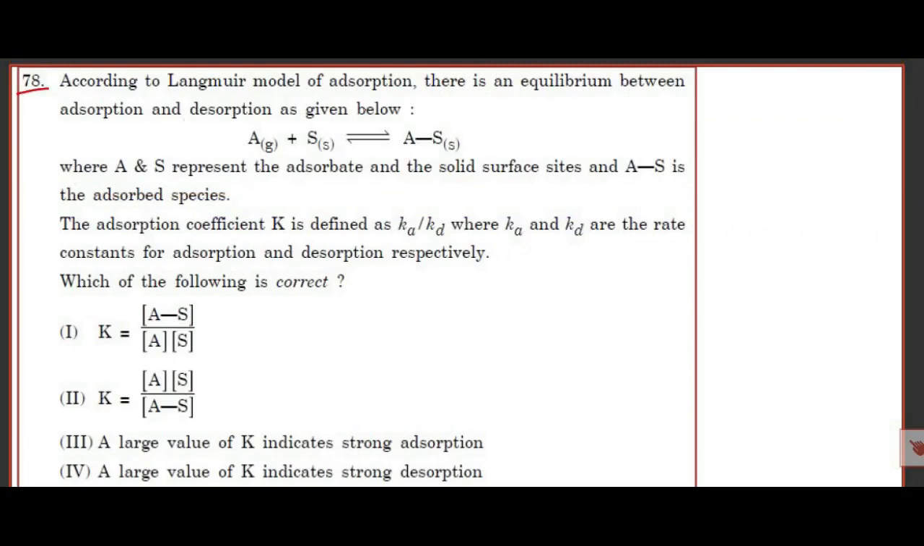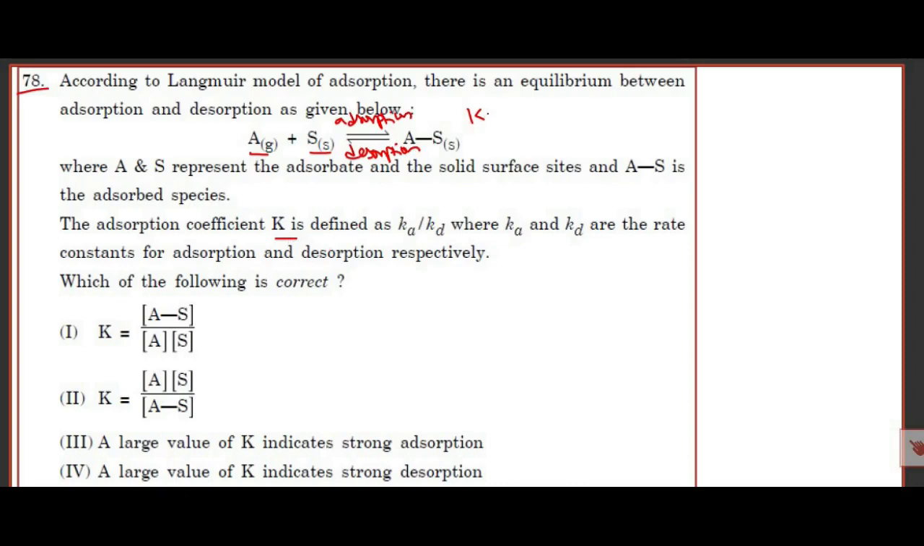Question number 78. According to Langmuir adsorption, an equilibrium between the reaction, adsorbent upon the solid. This is in equilibrium A minus S. Equation has been given. The adsorption coefficient K, they are asking K, is defined as Ka by Kd, where Ka and Kd are rate constant for adsorption and desorption respectively. Okay. First one is adsorption, and this one is desorption. Then what is the K value?